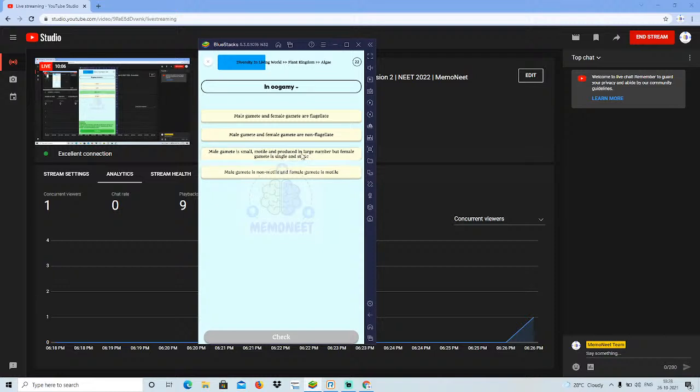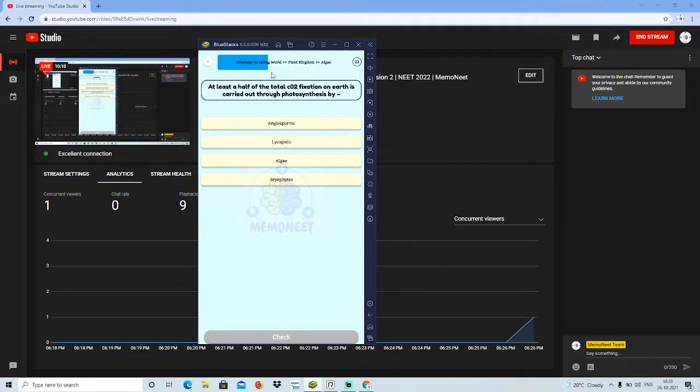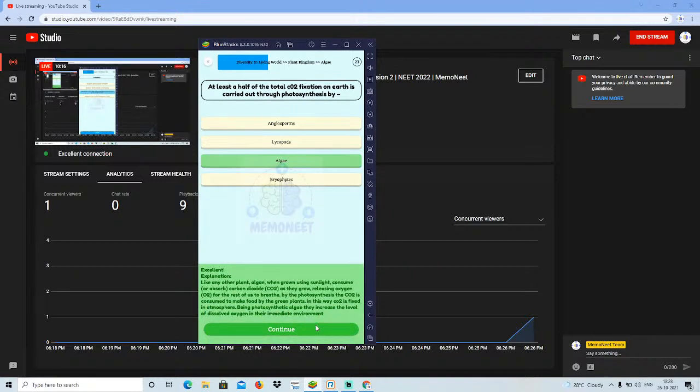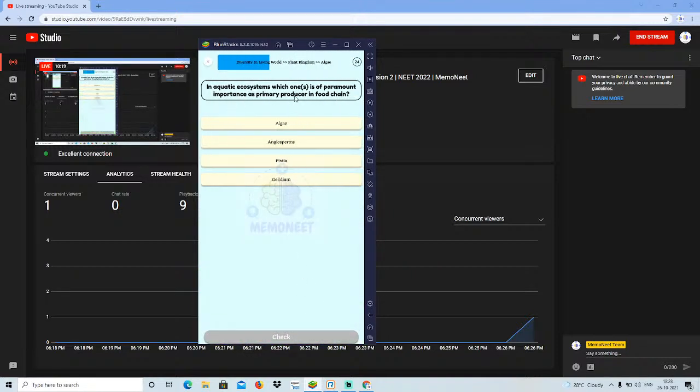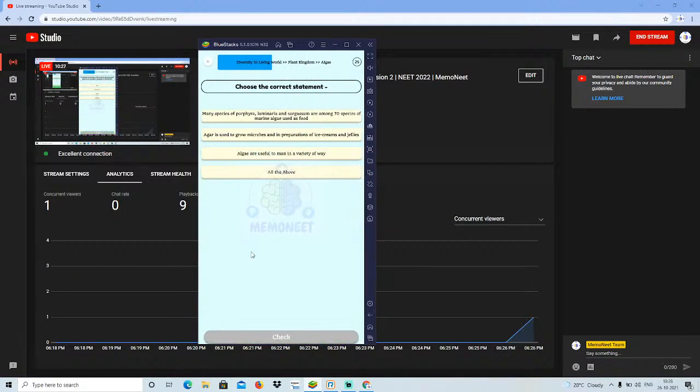I could directly go to this option. I remember the line. At least half of the total CO2 fixation on Earth is carried out by algae. So in aquatic ecosystems, which one is of paramount importance as primary producer of the food chain? Algae. It's true. These are all simple questions. Choose the correct. Many species of Porphyra, Laminaria, and Sargassum are among 70 species of marine algae used as food. This is true.